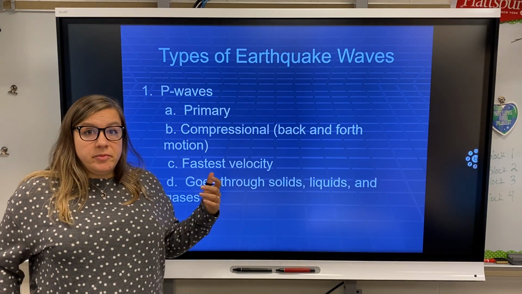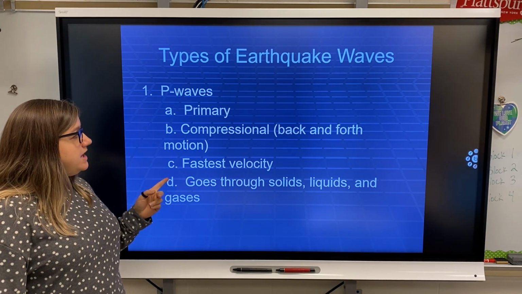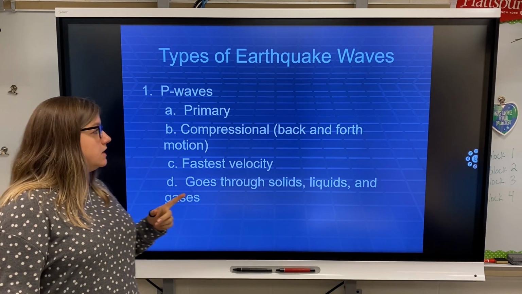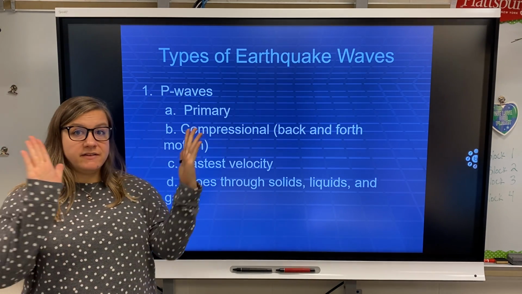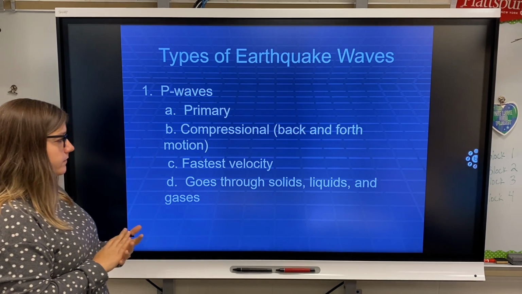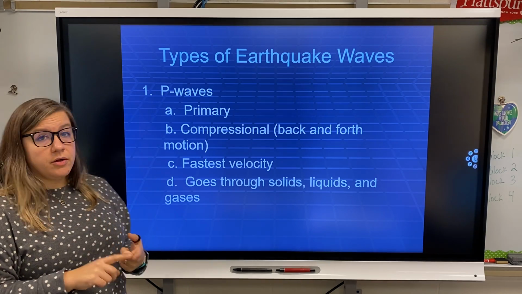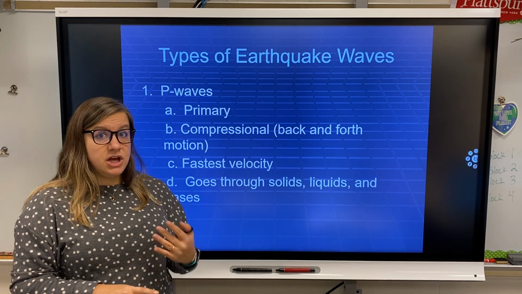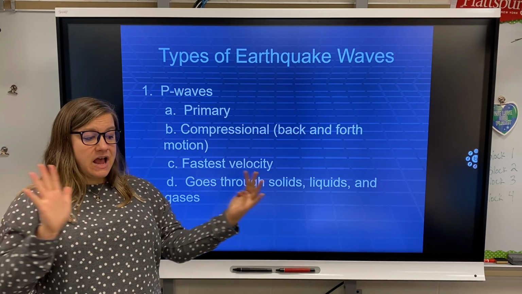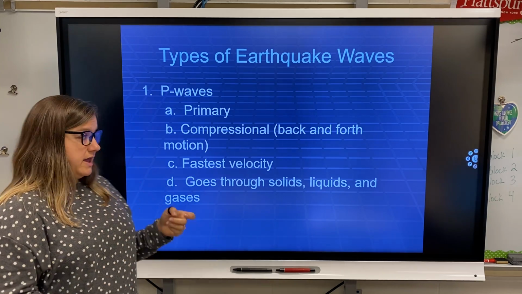Okay, so there's multiple different types of waves. The two main ones that we're going to talk about, the first one is a P wave. P waves are primary. Primary means first, okay? And these primary waves are compressional, meaning that they push back and forth on each other. These are the fastest moving ones, and they can go through solids, liquids, and gases. So primary waves: fast, solids, liquids, and gases, and they are compressional. You need to know all of those things for P waves.